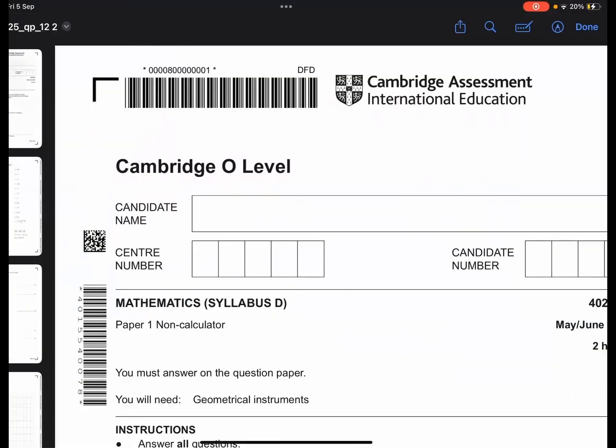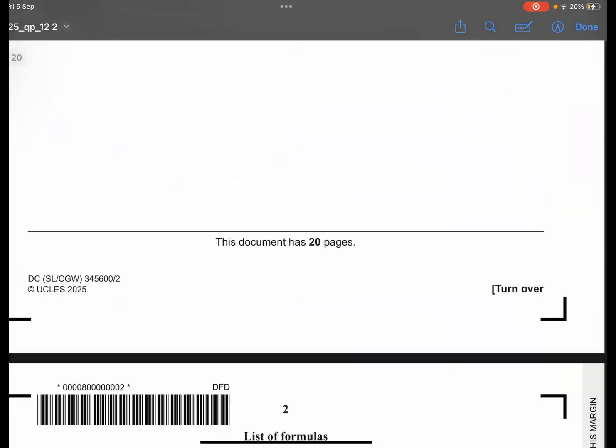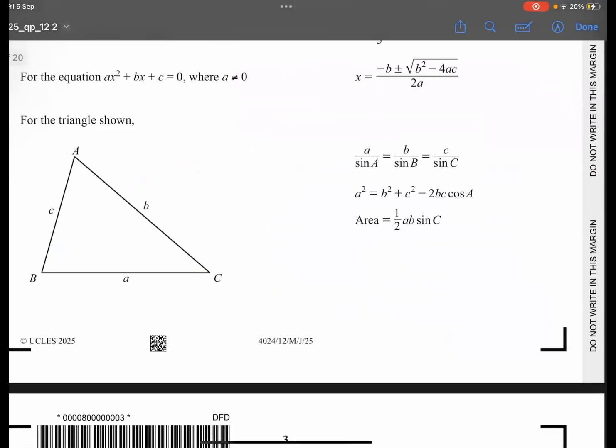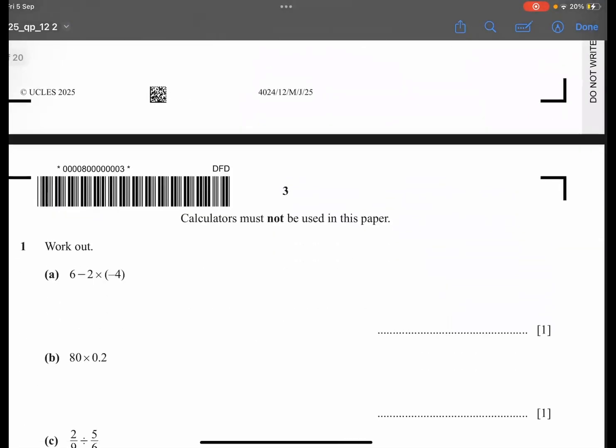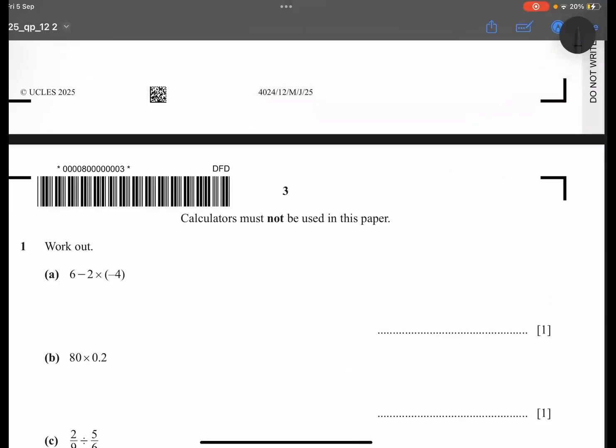Hello guys, today we're going to be solving O-level mathematics paper 12. This is of the May June 2025 series. So question 1 we have over here: 6 minus 2 bracket minus 4.